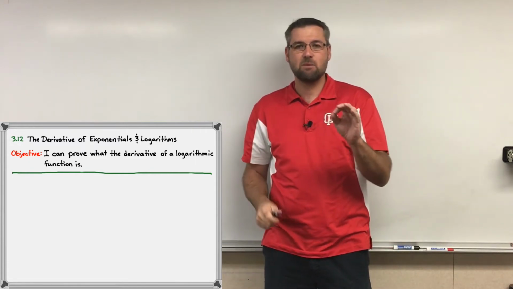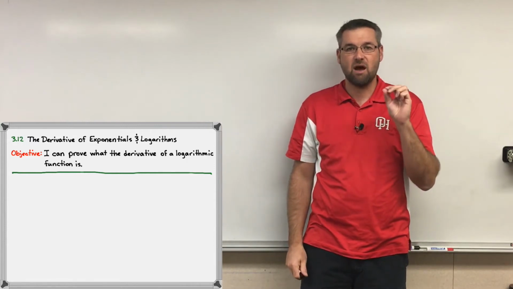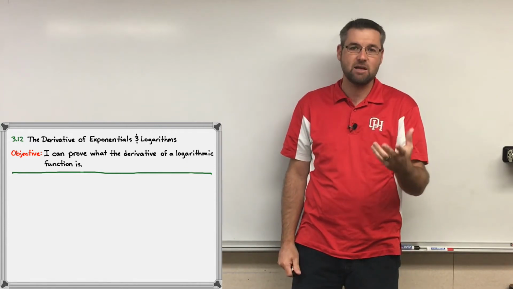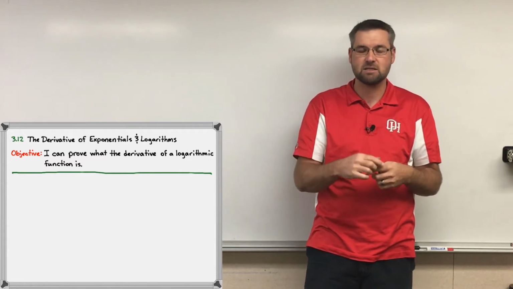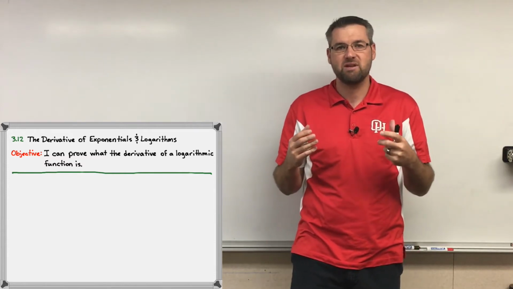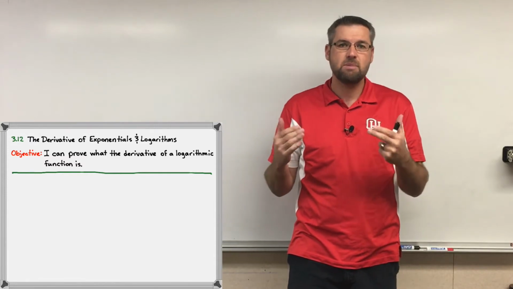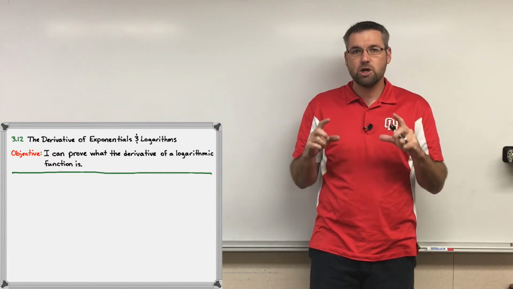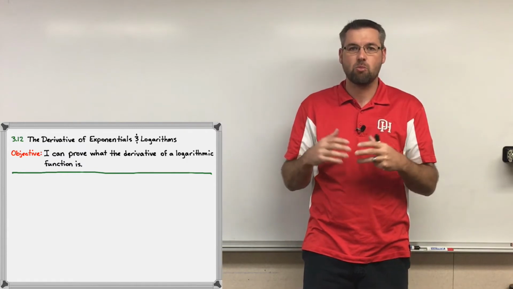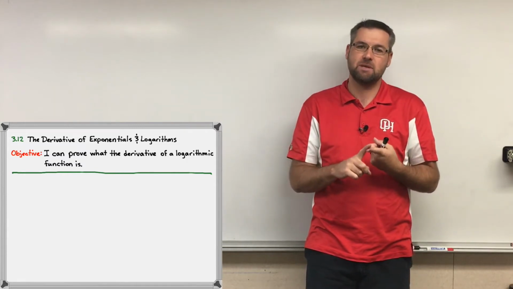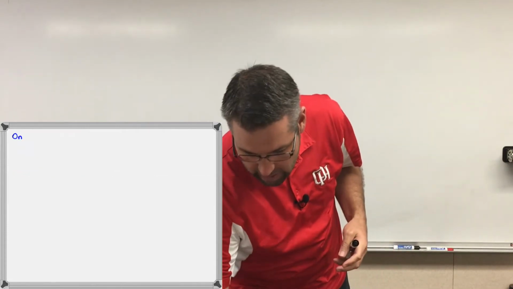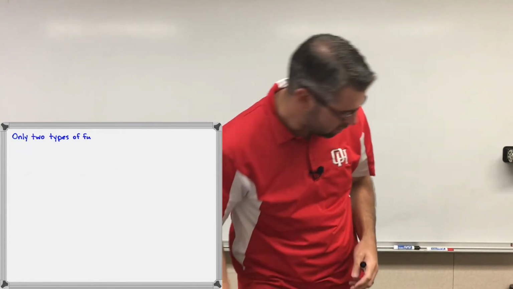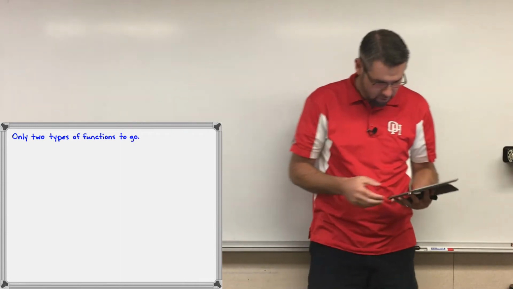Now remember, last time we talked about the derivative of e to the x and how that derivative is the same as the original function. The derivative of e to the x is e to the x. We also talked about the derivative of natural log of x being 1 over x. We're going to use those today to talk more broadly about all exponential functions and all logarithmic functions. So with that said, let's take a look at those two functions.